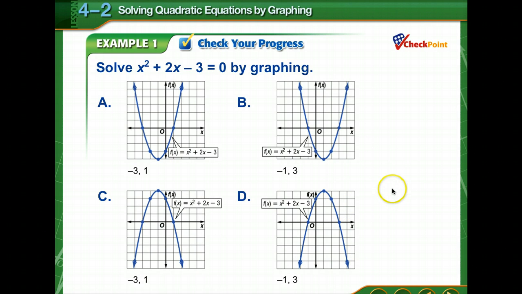So let's look at check your progress. See which one of these might be the graph of that equation. I'll let you pause for just a moment, then come back and check your answer.